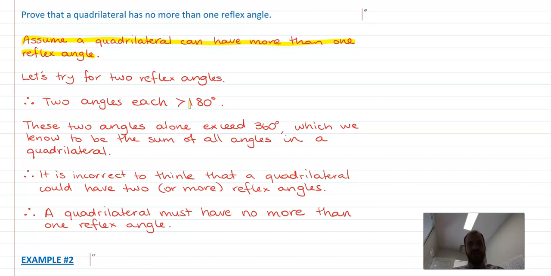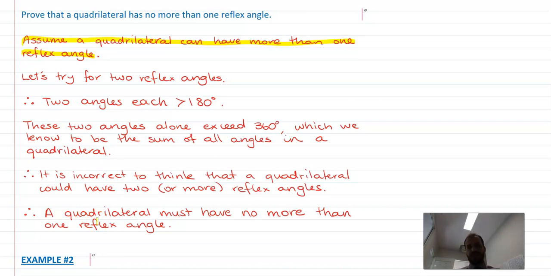But the internal sum of the angles in a quadrilateral is only 360 degrees. So you've got four angles, two of which are reflex. So then we've got more than 360. There's a contradiction. There's mathematical nonsense. So if our initial assumption leads to mathematical nonsense, then therefore a quadrilateral must have no more than one reflex angle.